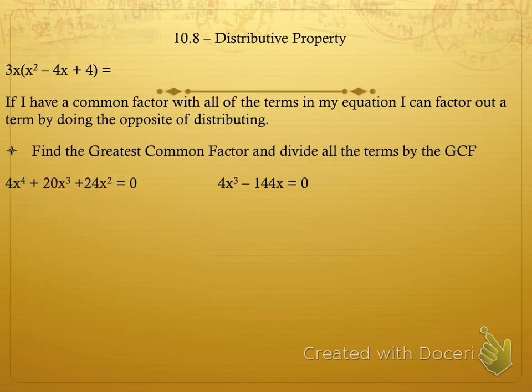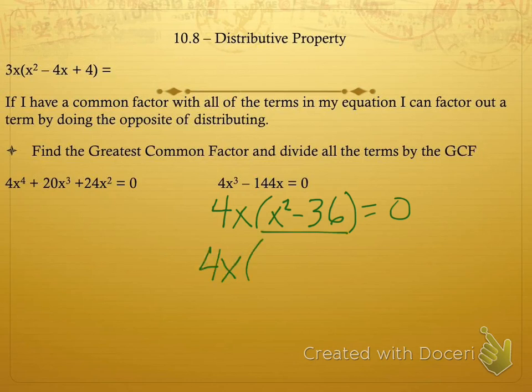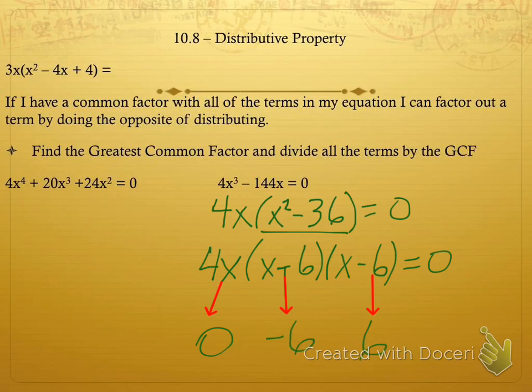For the second one over here, 4 is my greatest common factor, x is my greatest common factor of my variables, so I'm left with x squared minus 36 equals 0. Again, divide my coefficients, then divide my variables, so I get 4x. This is a difference of squares. So I go x plus 6, x minus 6. So you get, again, solve each one individually. So you get 0, negative 6, positive 6.